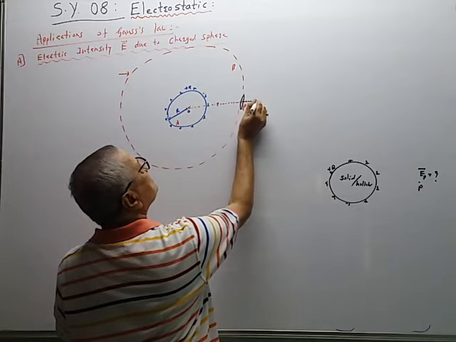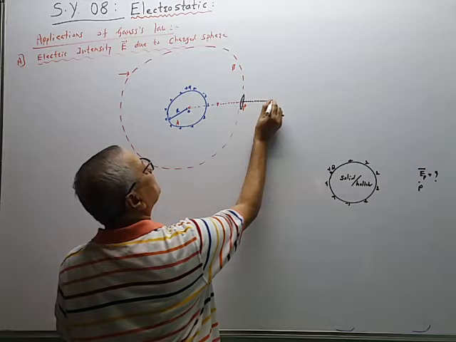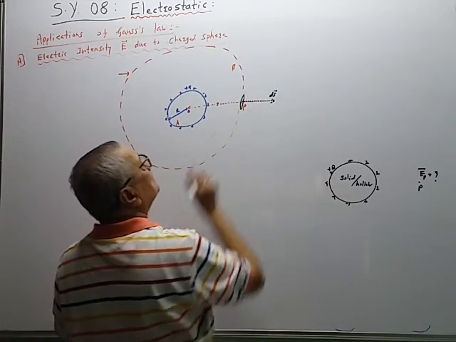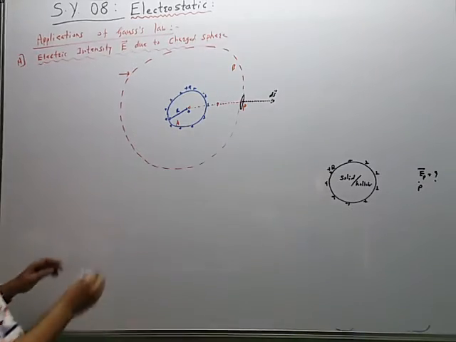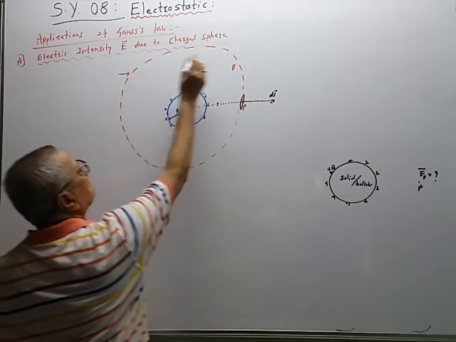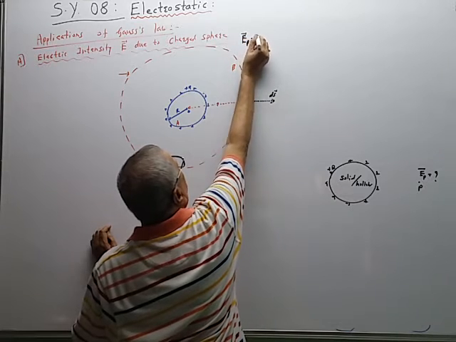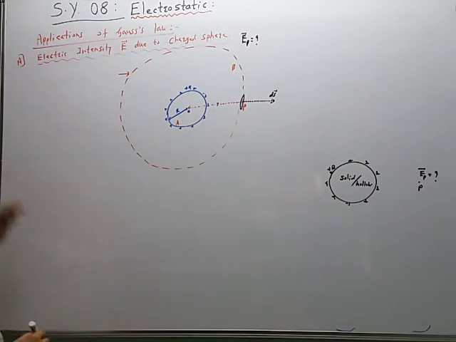So area vector ds is in the direction. So we have to determine electric intensity in magnitude and direction at point P outside the sphere.